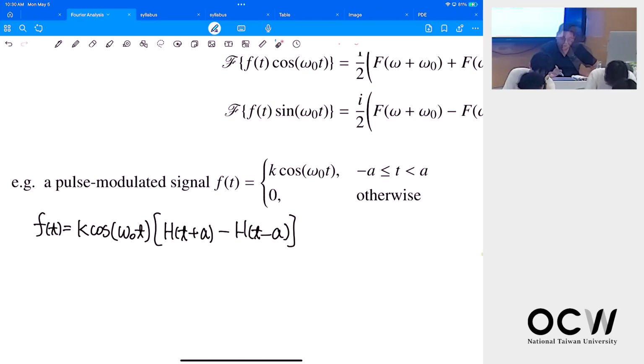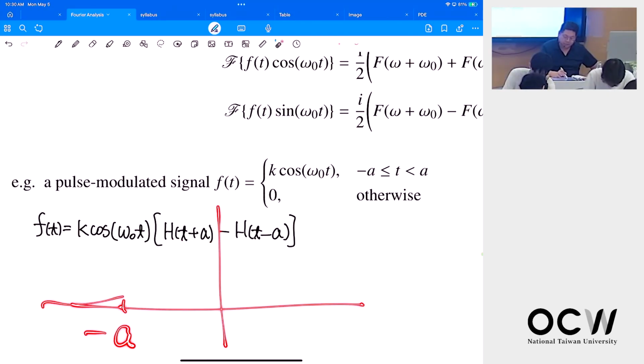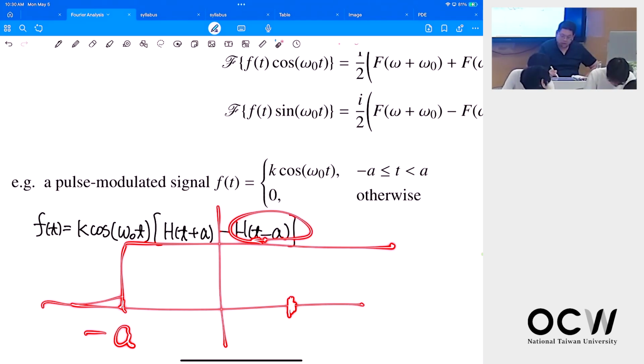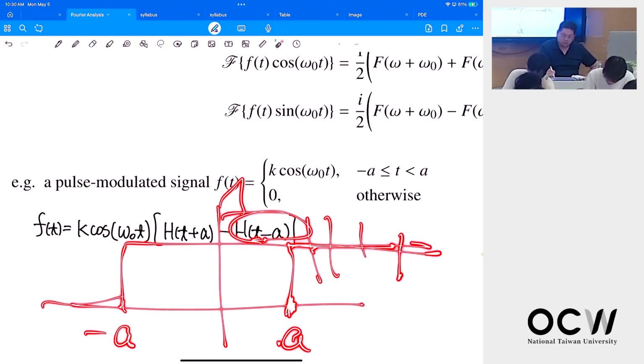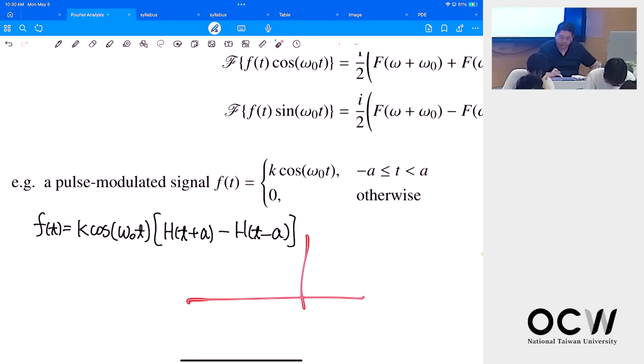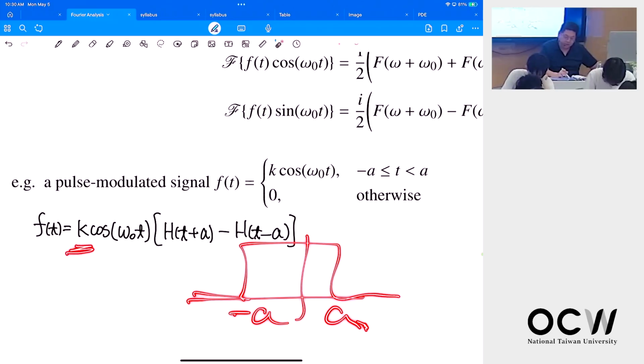Okay. t plus a, that means I have a value at minus a, that'll be 1. And now t minus a, I have a value at a, that's 1. So they will cancel out. So it is a pulse between minus a and a, and times your amplitude, there will be k, and then times cosine.